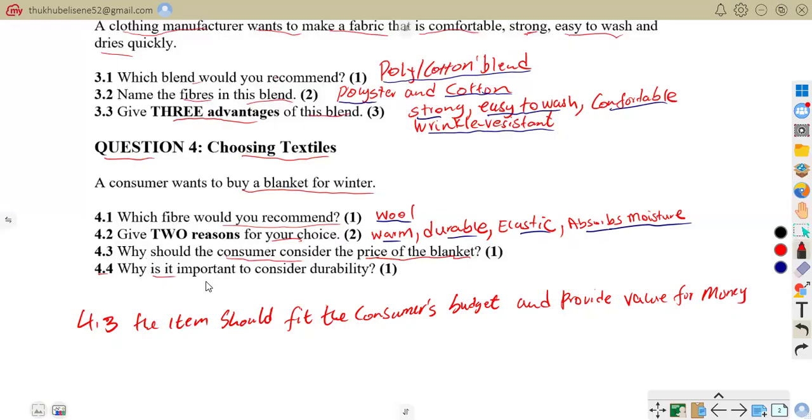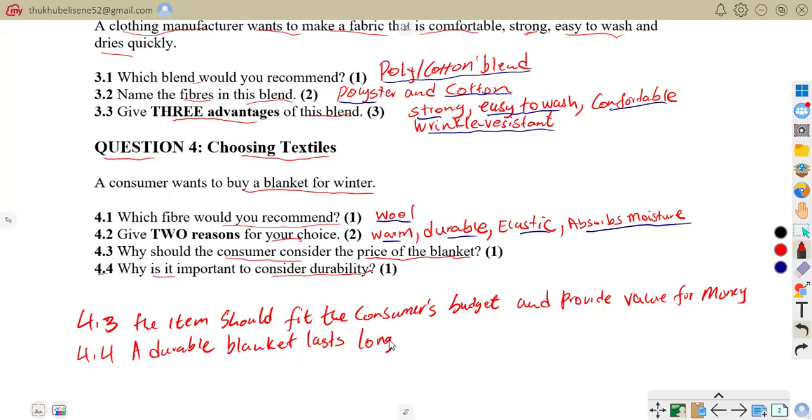4.4. Why is it important to consider durability? A durable blanket lasts longer and resists wear. That is 4.4. So we are saying a durable blanket, as we're talking about blankets now, lasts longer and resists wear.